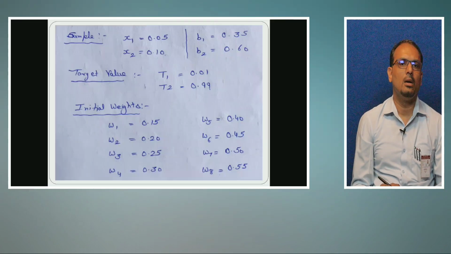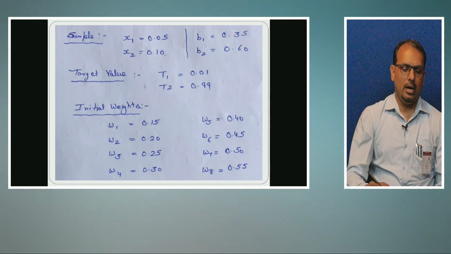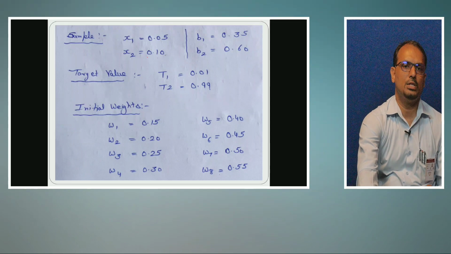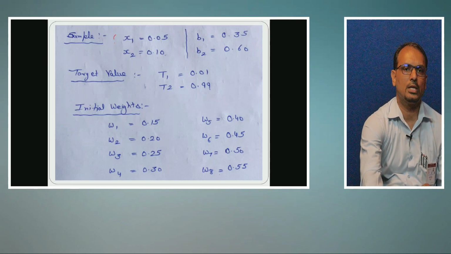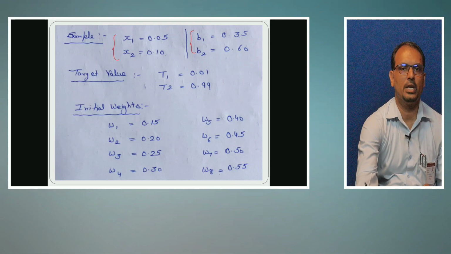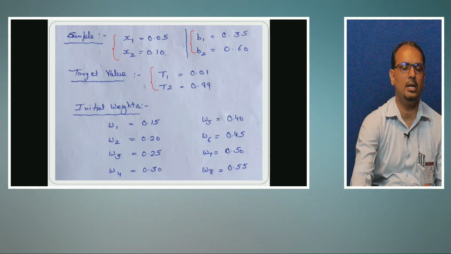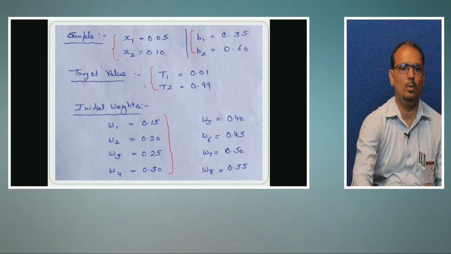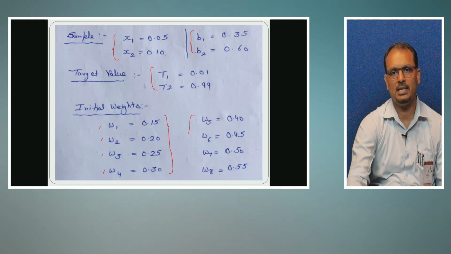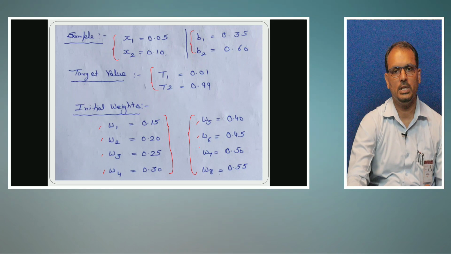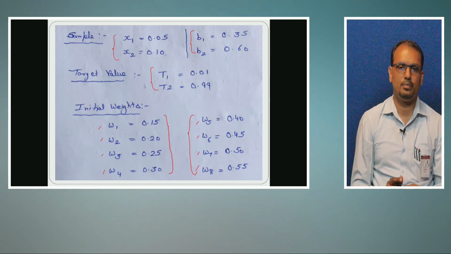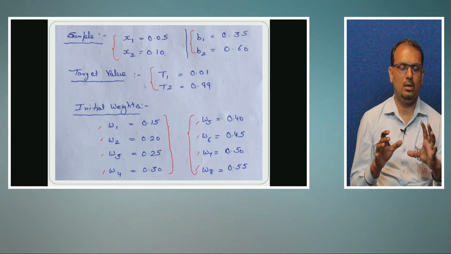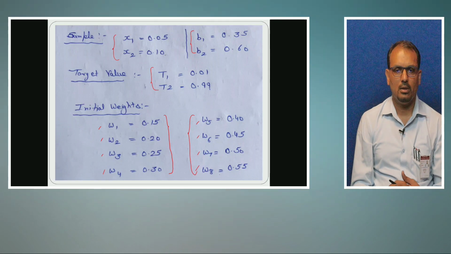So let's start. According to the diagram, both inputs x1 and x2 are given, both bias values are given, both target values t1 and t2, 0.01 and 0.99, are given, and at the first level the four weight values w1, w2, w3, w4, and at the second level w5, w6, w7 and w8. All these values are mentioned in the diagram.